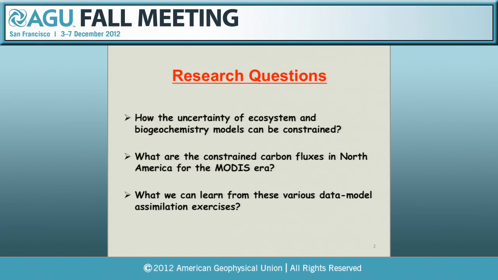The second one is the constrained carbon fluxes in North America. I'll say with modest error, because we use some modest data to constrain the spatial variability. And the third one, what we can learn from these model-data fusion exercises for better ecosystem models in the future.